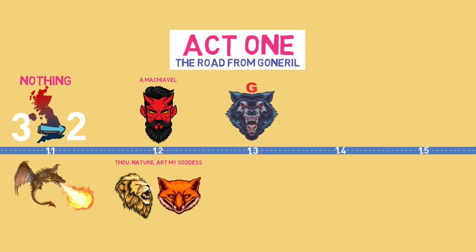In scene 3, Goneril decides to exercise her newfound power. She tells her servant to ignore any requests her father makes, because he no longer has any power.